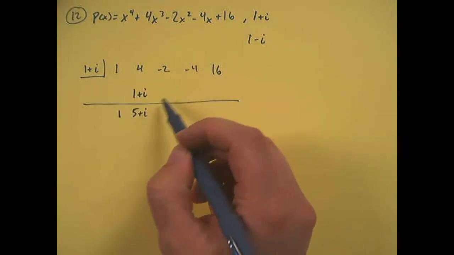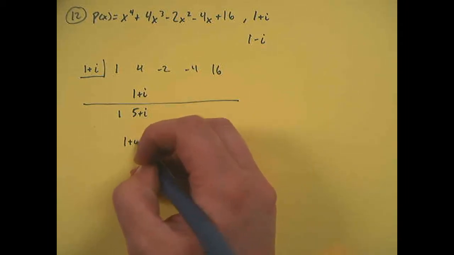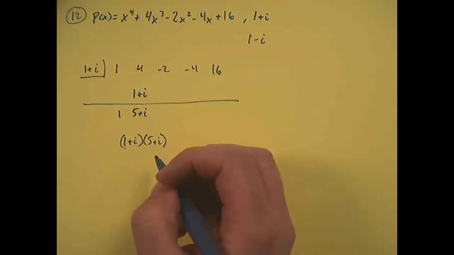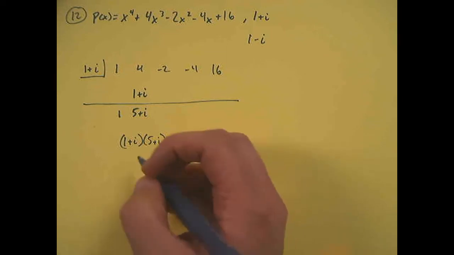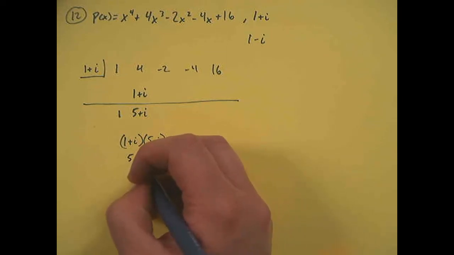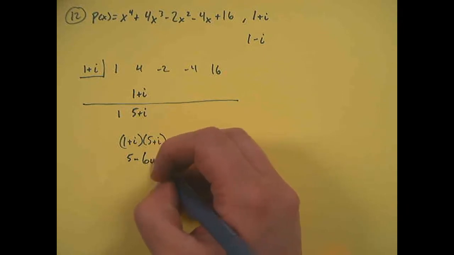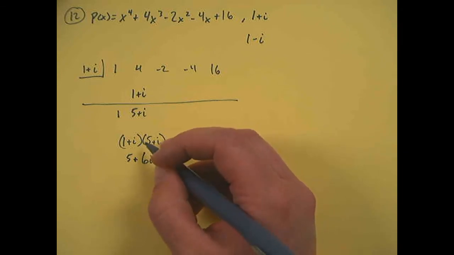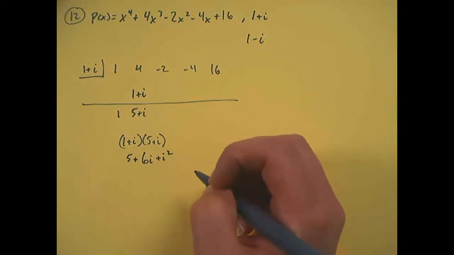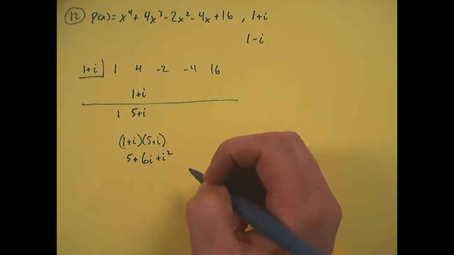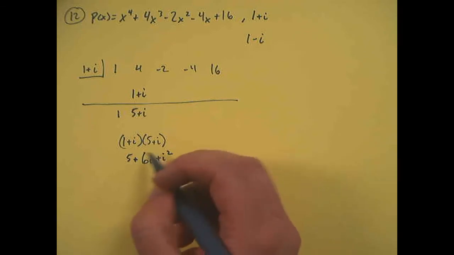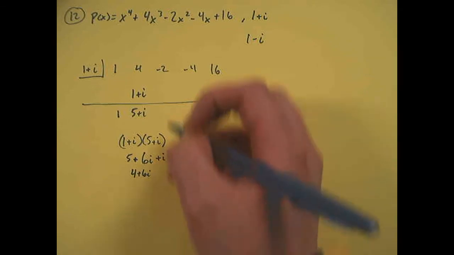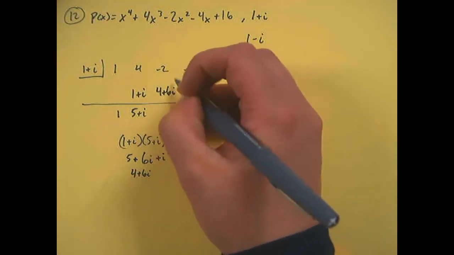And then we have to do a little bit of behind the scenes multiplying here before we can get what goes up here. So we've got 1 plus i times 5 plus i. So that gives us 5 plus 6i plus i squared. Okay, so if I simplify this, i squared is negative 1, 5 minus 1 is 4, so that's 4 plus 6i, which goes here.